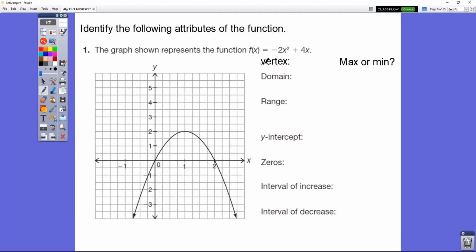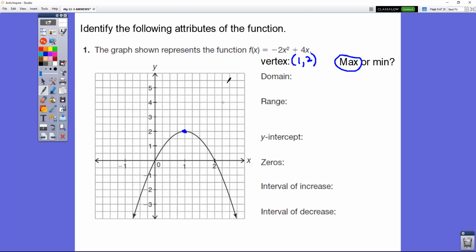First of all, where is the vertex? The vertex is the turning point. So your vertex is right here. According to this graph, that vertex is over to 1, up to 2. So it would be (1, 2). Now we're using roundy parentheses because that's a coordinate. That's a point. Is this point a max or a min? Well, it's the highest point, so therefore it would be the max.